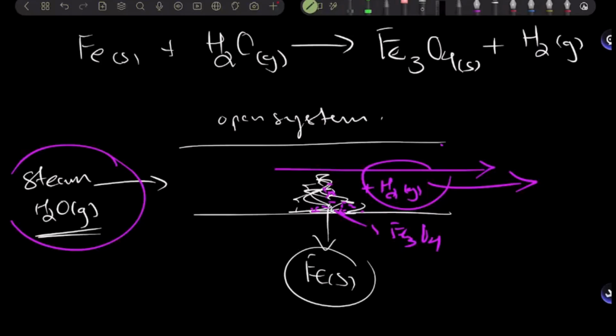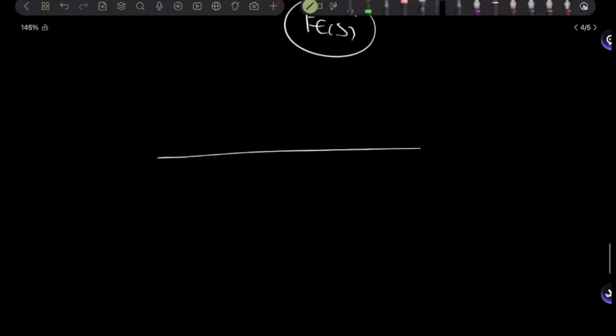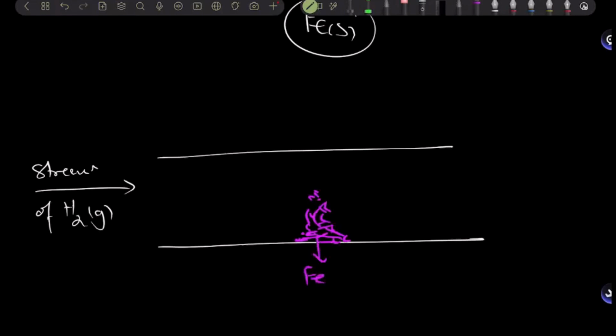But if you start from these two things, then you can see that this reaction can go in the backward direction. Again, I'll keep the system open, but from here, I'll give it a stream of H2 gas instead of water, and I'll keep the iron oxide over here. Now, this is a reduction reaction in which the Fe3O4 solid reacts with the stream of hydrogen gas, and it is reduced and converts back into iron and water.